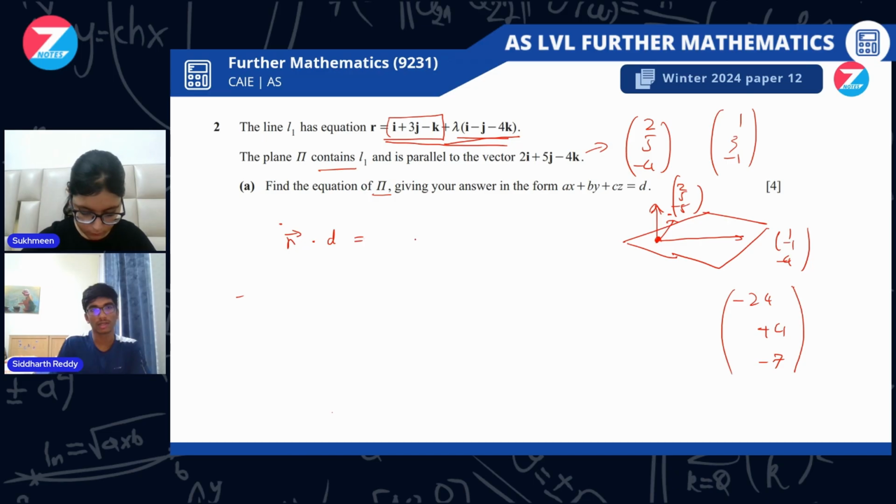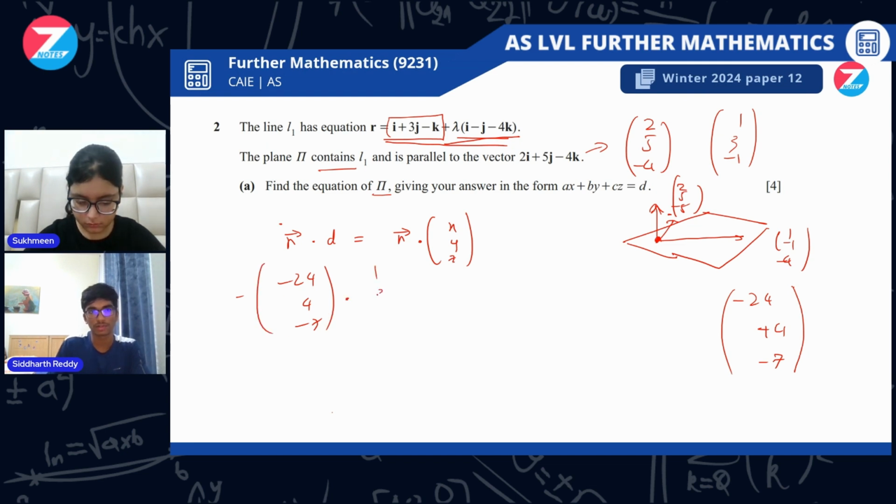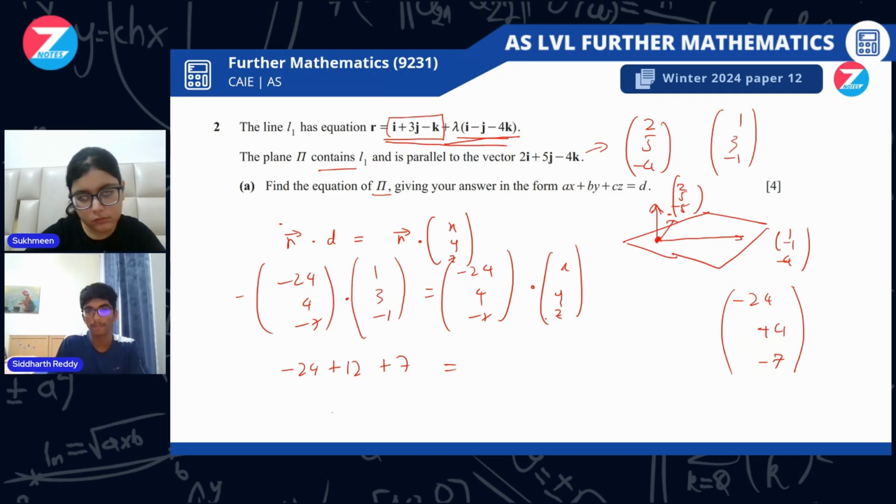We'll just call it D, and n times. So we're taking the dot product. Okay. So this will be minus 24, 4, minus 7 times D, which is the point 1, 3, minus 1, is equal to minus 24, 4, minus 7 times, this should be X, Y, Z. So this is equal to minus 24X plus 4Y minus 7Z.